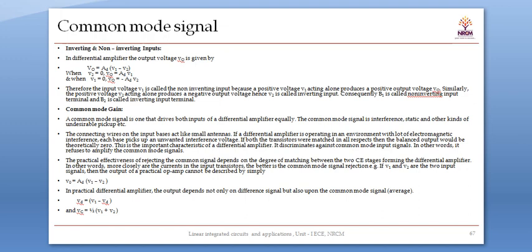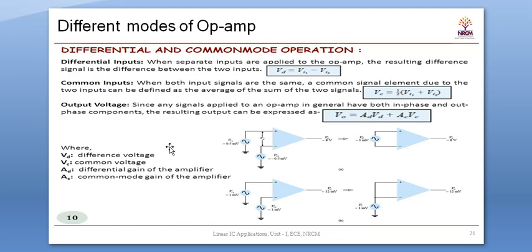So AC into VC: here V0 is directly proportional to VC, the common mode voltage, which is the average voltage of the two inputs. Common mode voltage is static or interference pickup, or noise created by other power supplies, and it is amplified. The output voltage is directly proportional to the common mode voltage, so V0 is equal to AC into VC. And here V0 is equal to AD into VD.